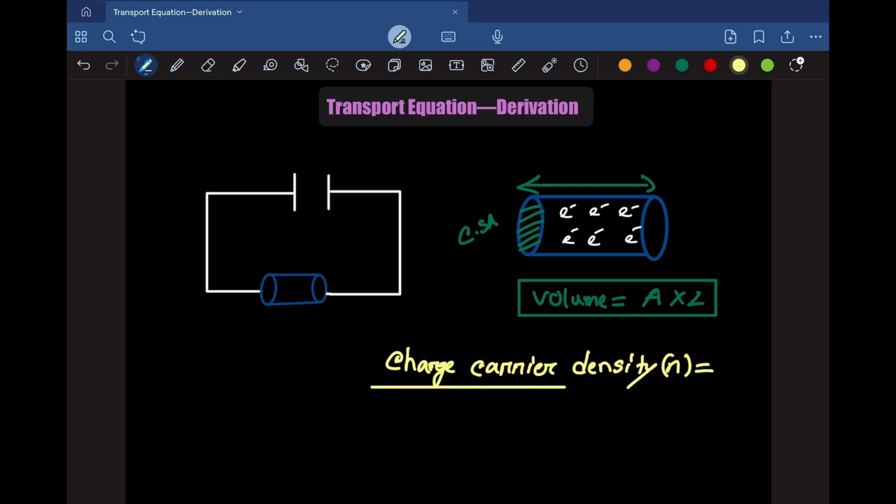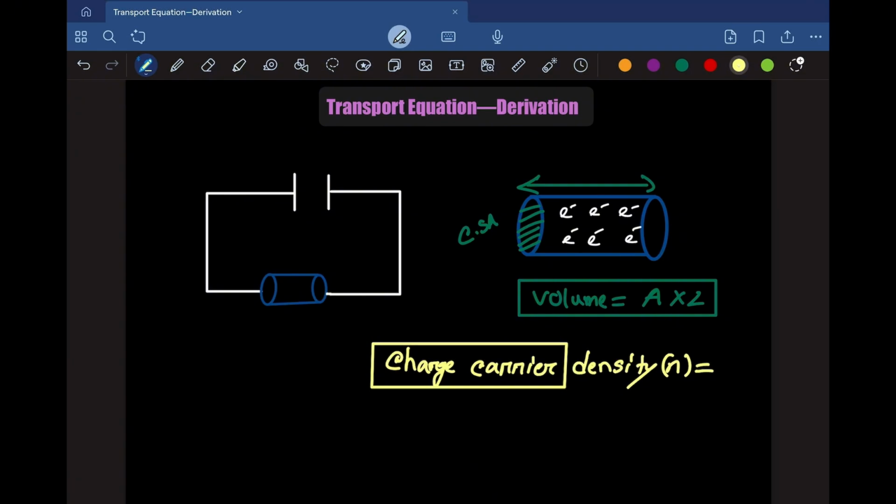Let's say population density. You have learned population density in geography in class 6 or 7, right? So what is population density? The population in a certain area or in a certain country is what population density is. Just like this, the charge carriers are the electrons, right? So charge carrier density means electrons in a certain volume.